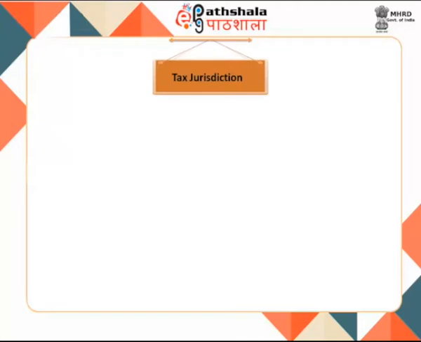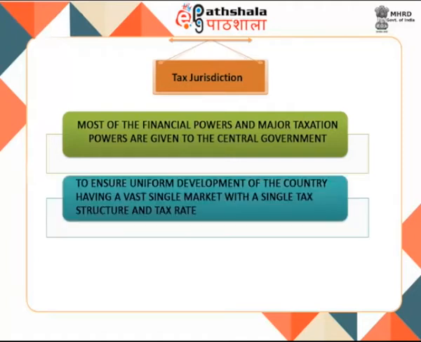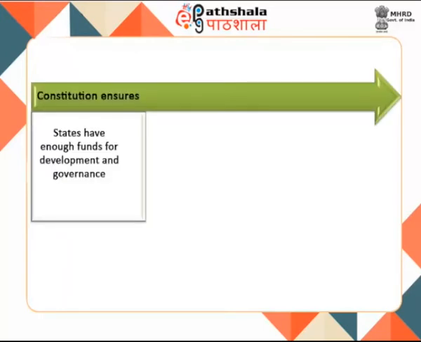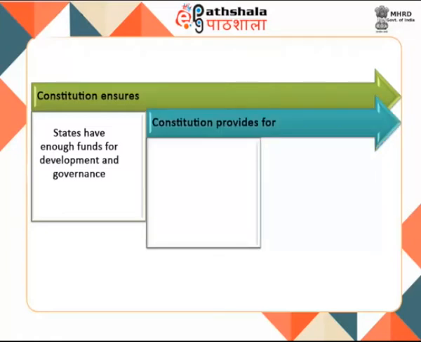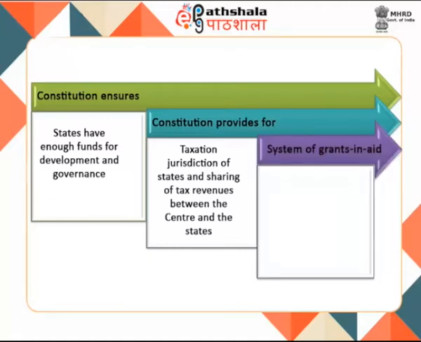Under the provisions of the Constitution, most of the financial powers and major taxation powers are given to the central government. This was done to ensure uniform development of the country, having a vast single market with a single tax structure and tax rate, so that any inter-regional tax distortions are avoided. Moreover, to ensure that states have enough funds for development and governance, the Constitution also provides for taxation jurisdiction of states and sharing of tax revenues between the center and the states. A system of grants in aid from center to the states is also in place.